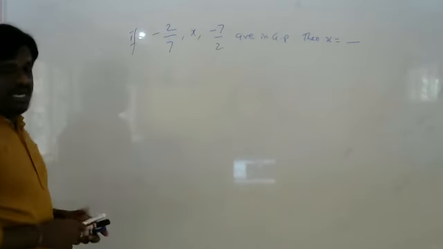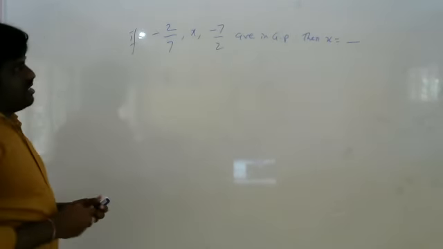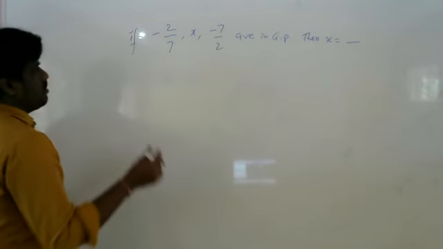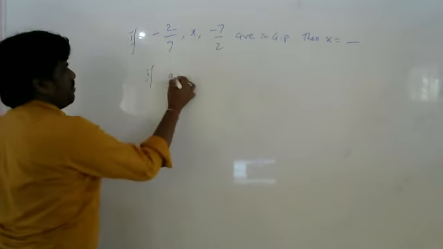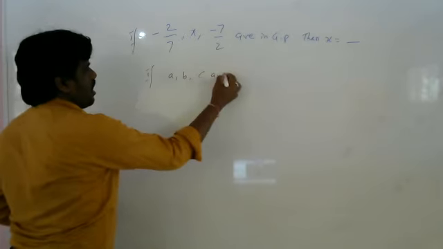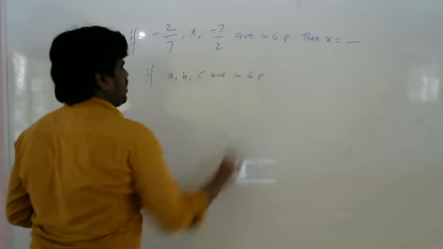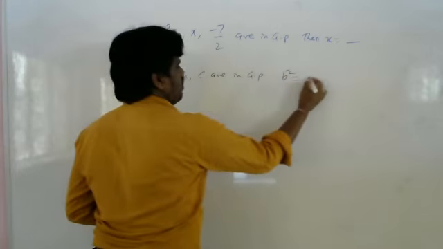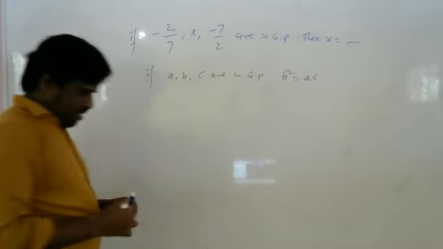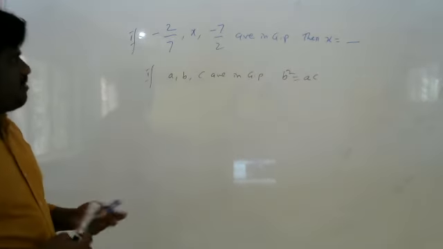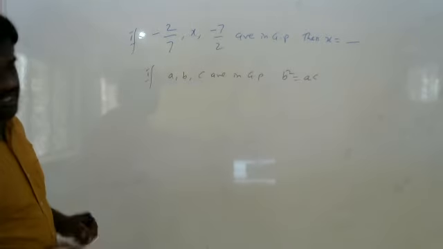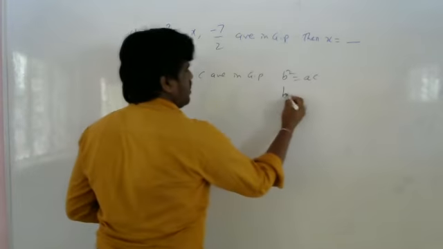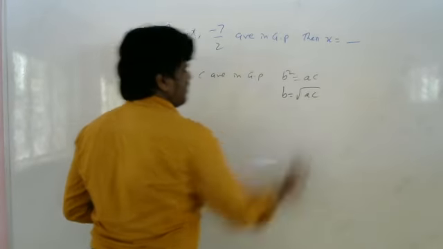If minus 7 by 2, x, minus 7 by 2 are in GP, then x is equal to what? Just now I told you, if a, b, c are in GP, the condition is b square is equal to AC. Otherwise, b is equal to the square root of AC.